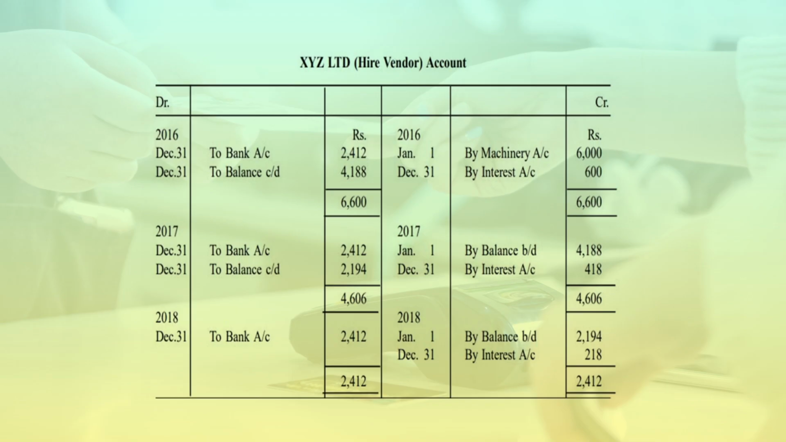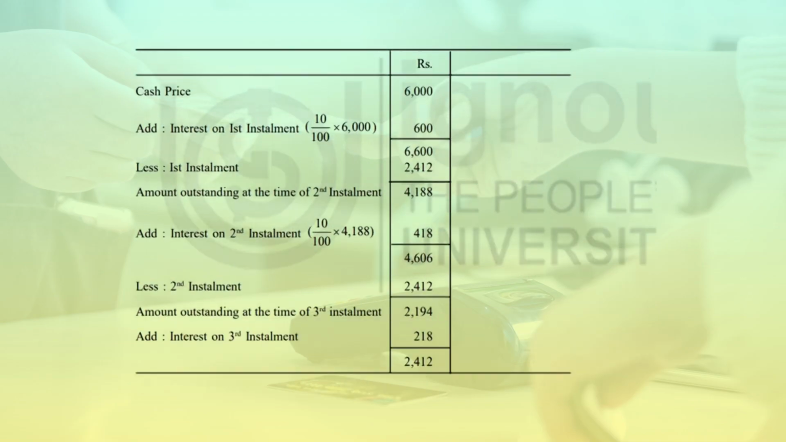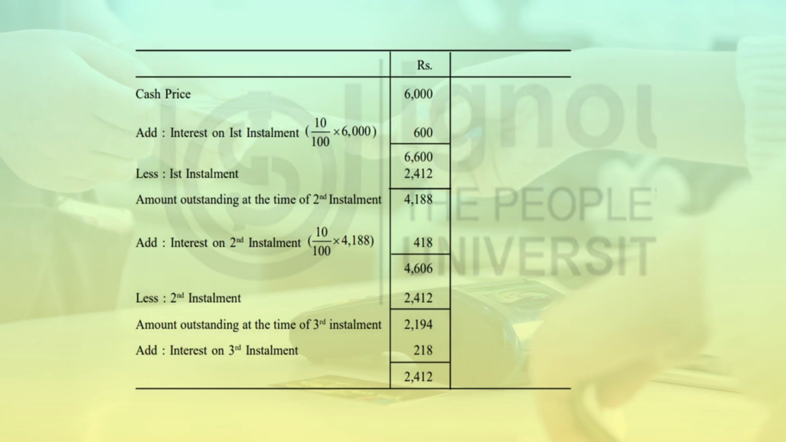So, the total is 2,412, and here at the end of the third year we will make the payment of the third installment, and the amount of the installment is 2,412. So, here the account is automatically closed by having an equal amount on the debit side and an equal amount on the credit side. So, here the amount of interest is calculated.